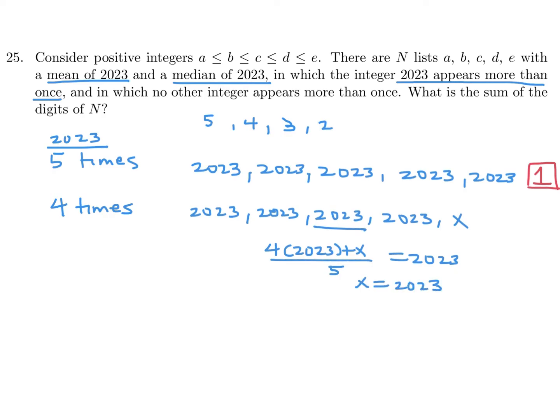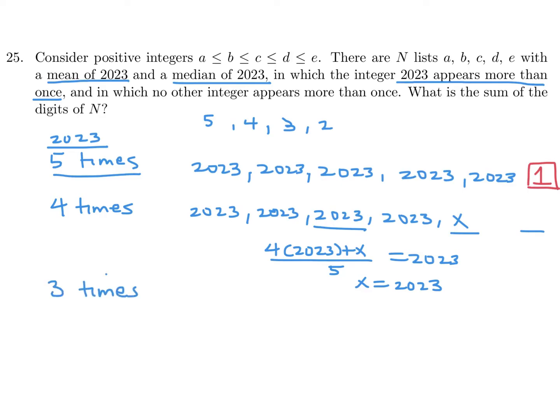Well, if x is equal to 2023, then we have 2023 appearing 5 times. So that's the same thing as over here. So this gives you nothing additional. You can't have just 4 times 2023 appearing with an additional different number, because it fails the condition that the mean has to be 2023. Okay, no problem. Now we move right along to 3 times.